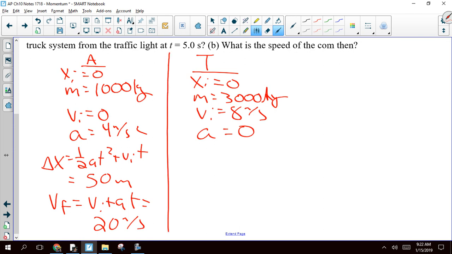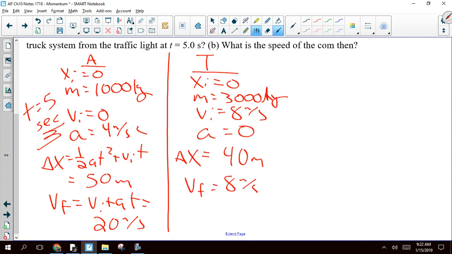All right, let's repeat the same process for the truck. The truck is a little bit easier, right, because the velocity is constant. So, oops, I forgot to write our time. Time for all of this is 5 seconds. So the displacement for the truck is, well, the velocity is constant, so just 8 times 5, that gives us 40 meters. And our final velocity, well, it's constant, so it's still 8 meters a second, right?